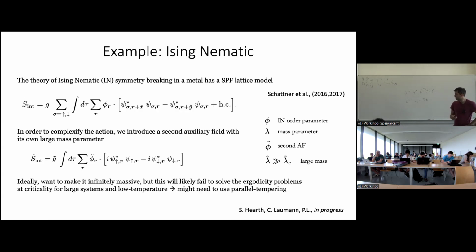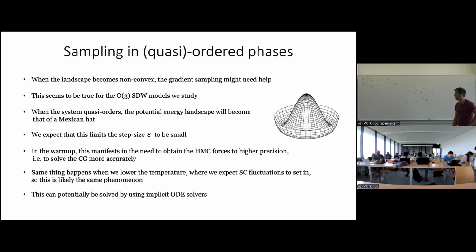Okay, so that's this example of us trying to solve the issues of ergodicity, which pop up sometimes in a very clear way. And the last thing that I'll discuss is a problem that we've encountered, which we think is likely generic, and we think we understand the reason for it, which is the sampling in quasi-ordered phases.